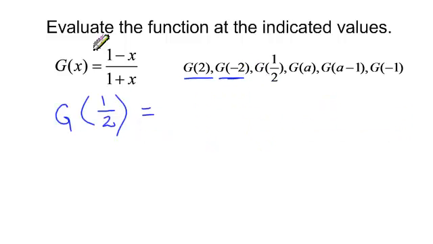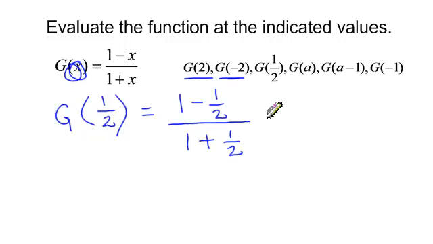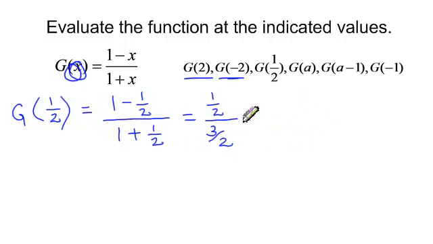G at 1/2. Wherever I see x, I'm plugging in 1/2. So that would be 1 minus 1/2 divided by 1 plus 1/2. In the numerator, 1 minus 1/2 is just 1/2. In the denominator, 1 plus 1/2, that's 1 1/2, which is the same thing as 3/2. If I want to make this a little simpler to simplify, instead of 1/2 divided by 3/2, oh my goodness, we have a fraction within a fraction. We actually have 2 fractions within a fraction.